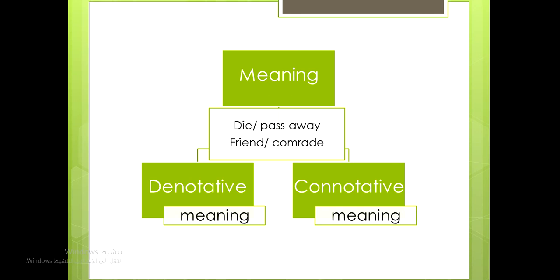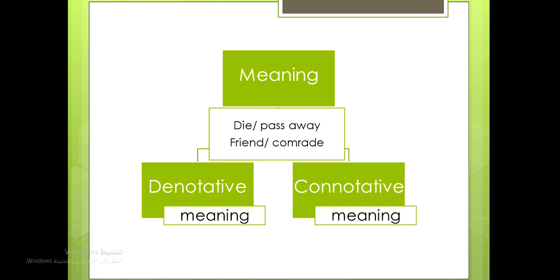Let's go to the word meaning. Actually, any meaning has two types. They are denotative and connotative meaning, or we can say direct and indirect meaning. The direct is denotative and the indirect is connotative. Translators have to be fully aware of these two types of meaning.